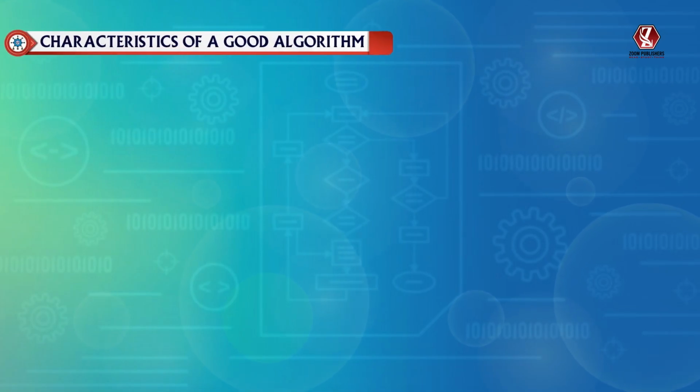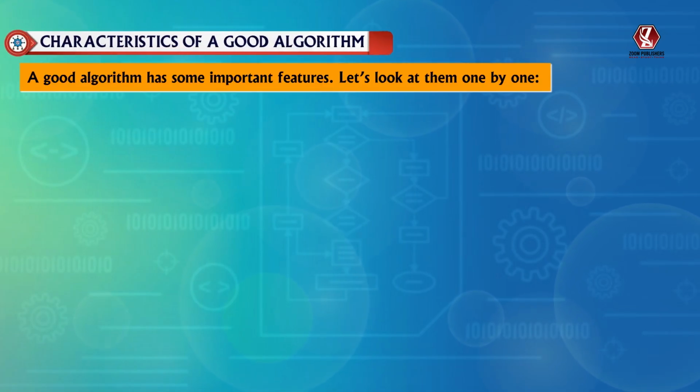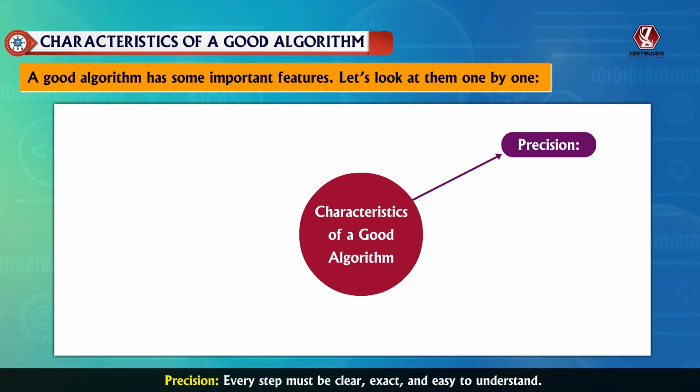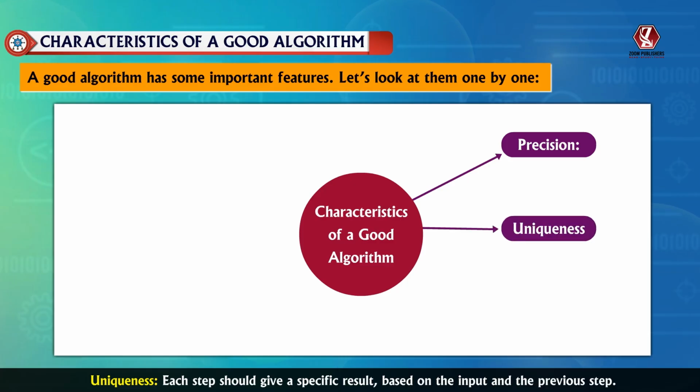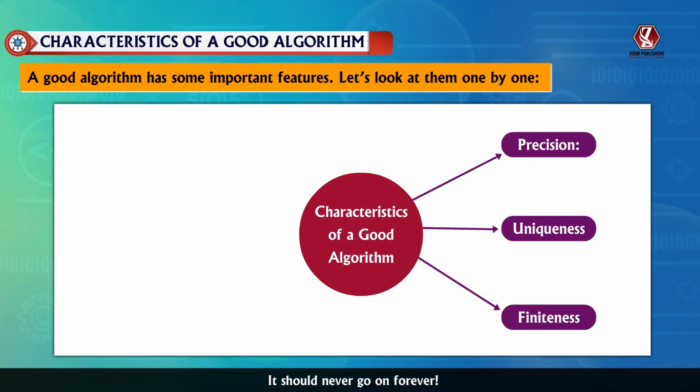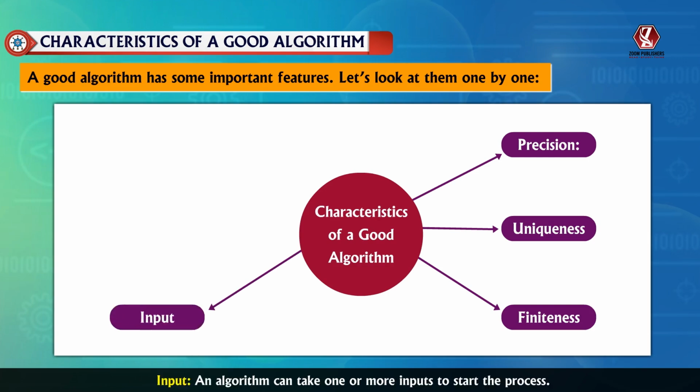Characteristics of a good algorithm. A good algorithm has some important features. Let's look at them one by one. Precision. Every step must be clear, exact, and easy to understand. Uniqueness. Each step should give a specific result based on the input and the previous step. Finiteness. An algorithm must end after a fixed number of steps. It should never go on forever.